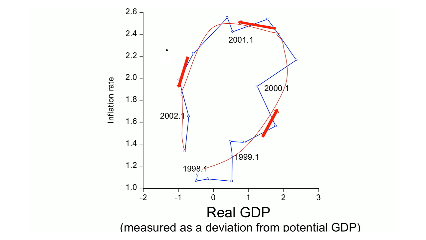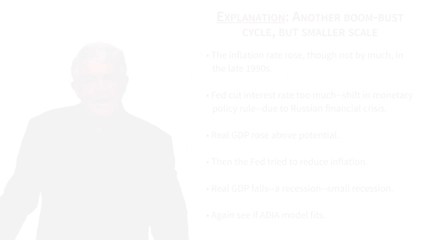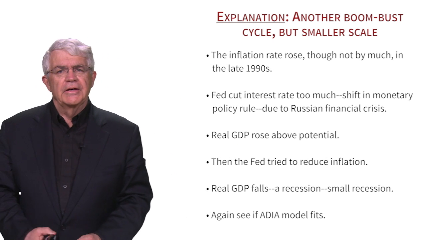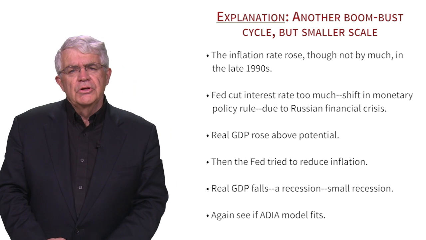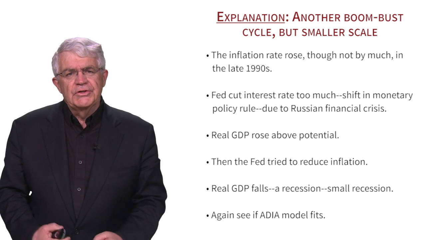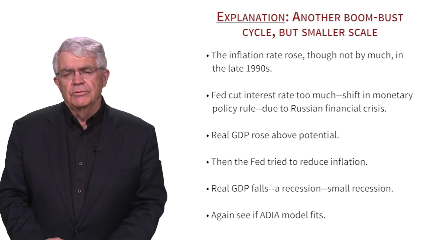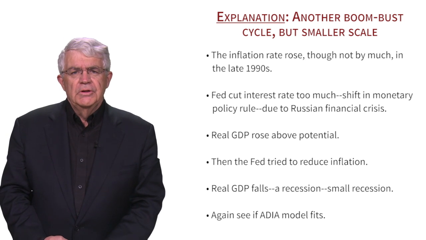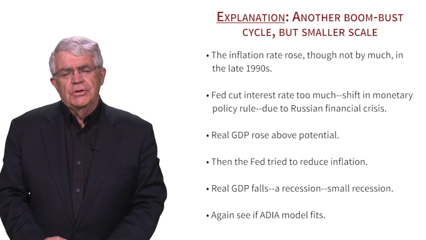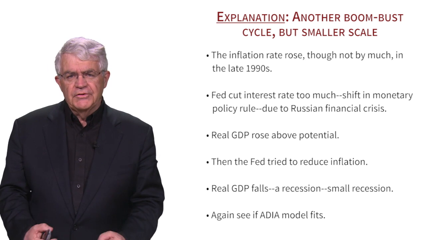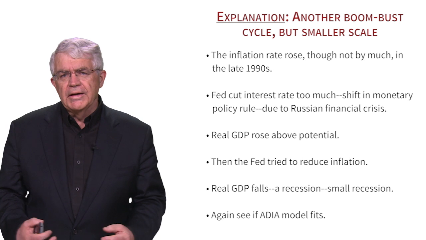Again, what's the explanation for this? Well, it actually looks pretty similar to the recession before this. And in fact, the story probably hangs together quite well. Here's the story. You had another boom-bust cycle, this one smaller in scale. But in this case, the inflation rate rose. Didn't rise that much, but it rose in the late 90s. It probably was because, according to the model, the Fed cut interest rates too much, a shift in the monetary policy rule.